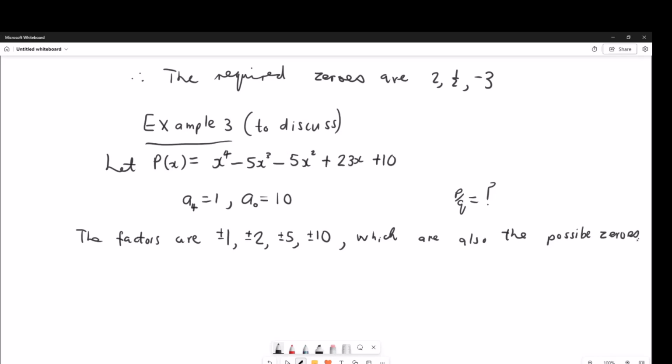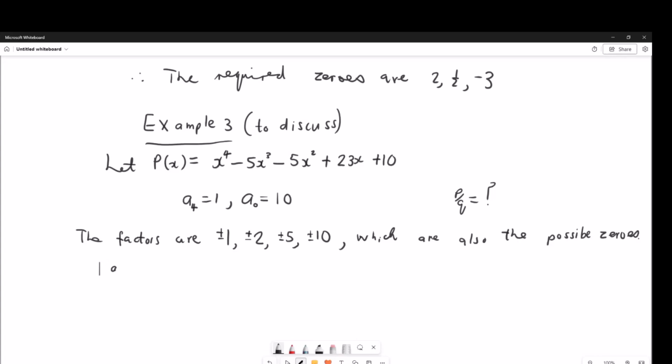Of course, you can try and establish what the zeros are, and you'll see that 5 is a zero. You can start with 1 and 2, substitute them into P of x, and you'll see they're not zeros. However, if you substitute 5, you'll see P of 5 is equal to 0. So therefore, x minus 5 is a factor.